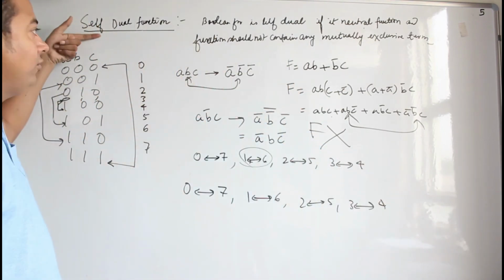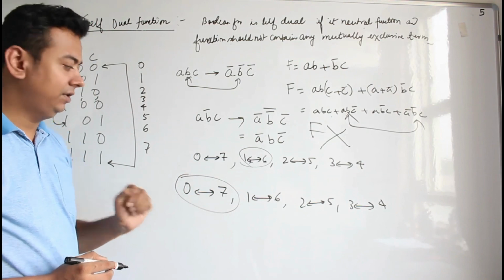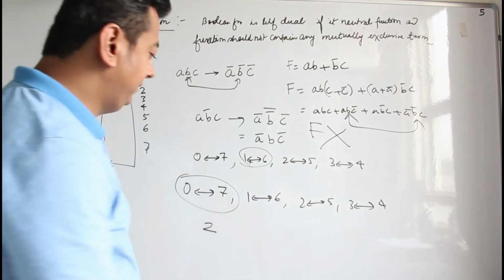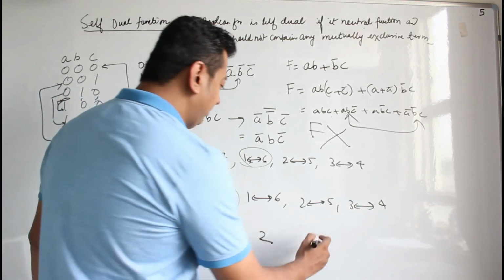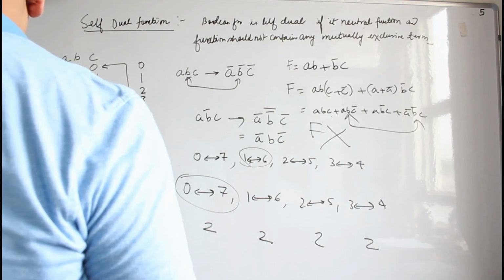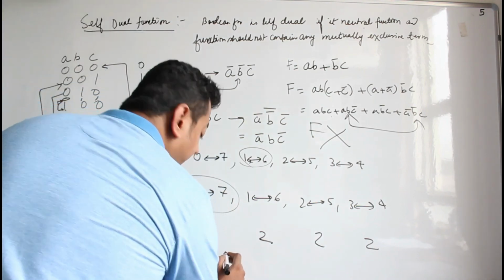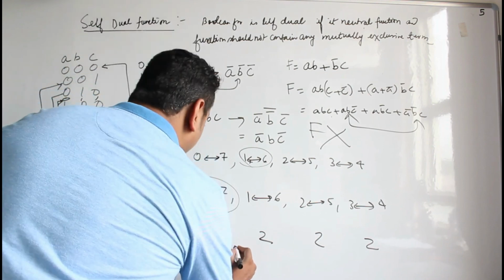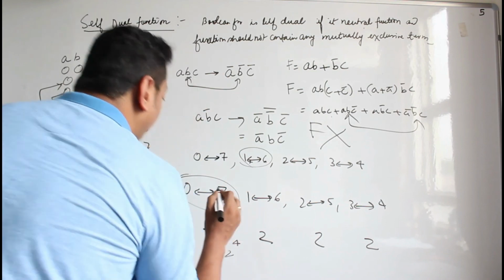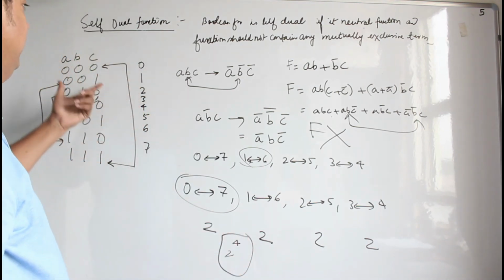Now for a self-dual function, we need to have any one of these. So how many choices do we have? 2 choices. Here how many choices do we have? 2 choices. How many choices? 2. Right? Okay. So the total number of neutral functions will be 2 raised to power 4, right? 2 raised to power 4 in case of 3 variables.